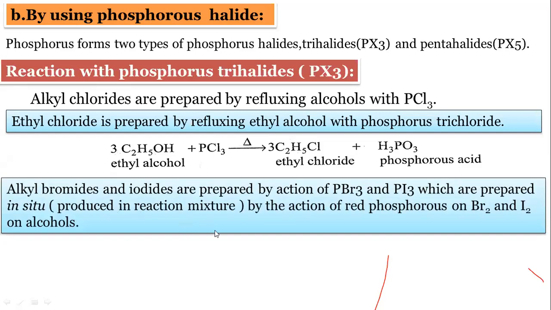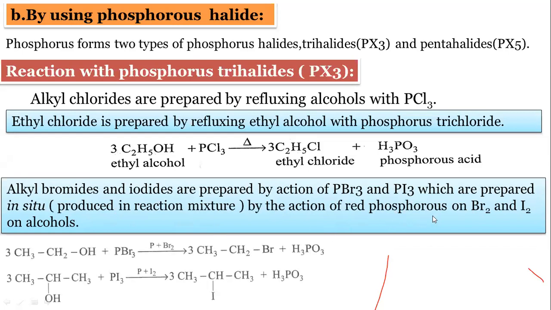Alkyl bromides and iodides are the same because HBr and HI are unstable. We have to prepare them in situ by the reaction of PBr3 and PI3. See, these examples are given here.